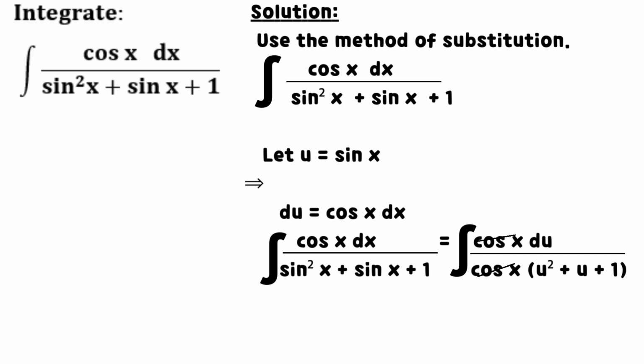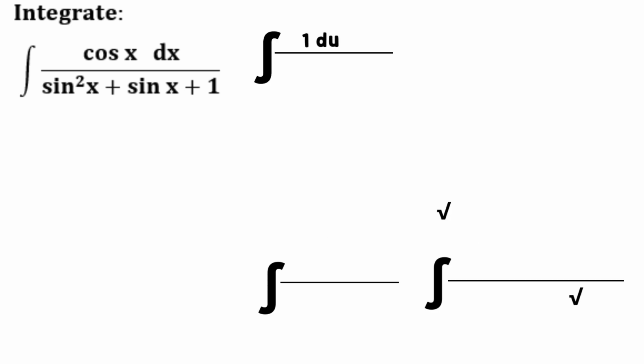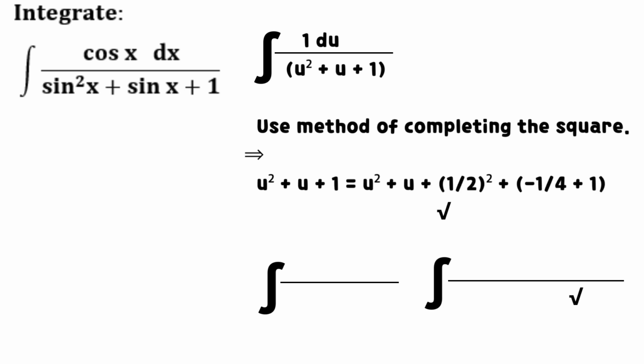Here, we have that the integration of the given expression equals the integration of cosine x dx, all divided by the product of cosine x and the sum of the square of u and u plus 1, as shown on the screen. Simplify to get the u integral expression, as shown on the screen. Then apply the method of completing the square.